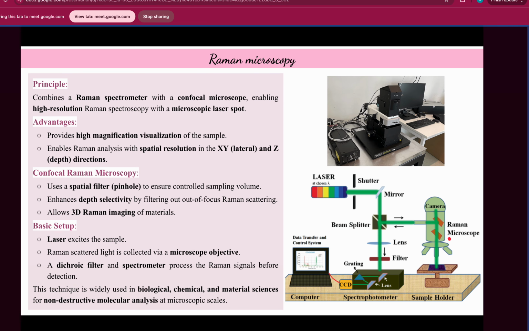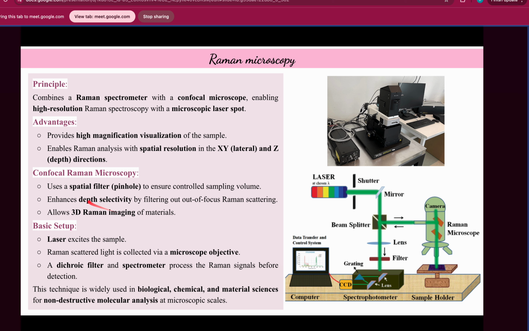In this case, there is a dichroic filter which is present, which allows that when the light is falling on the sample, at different positions, at different points, the light will fall, and after the light falls on that point, it is detected by the detector. So from all those points, the complete image can be formed by looking at the spectra.